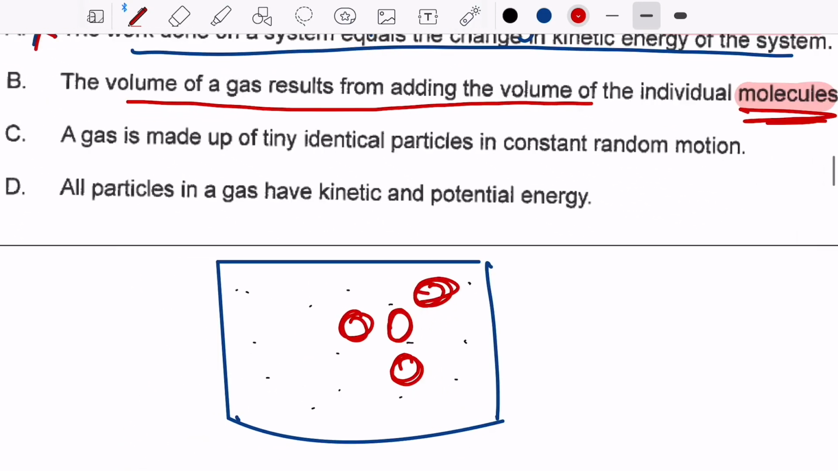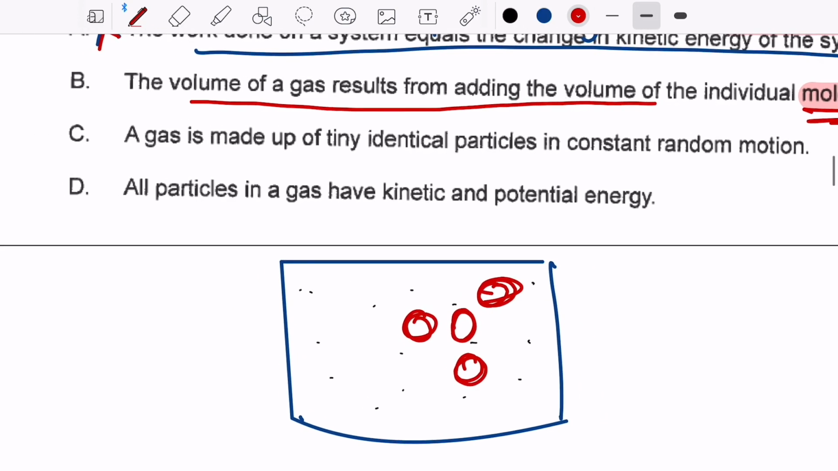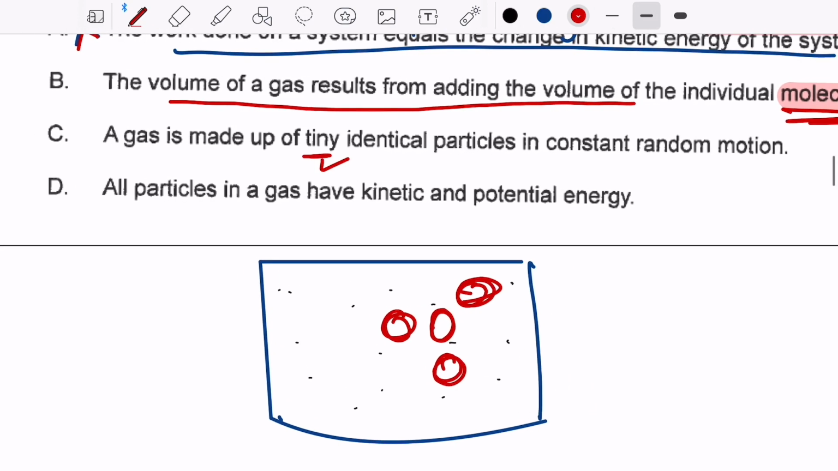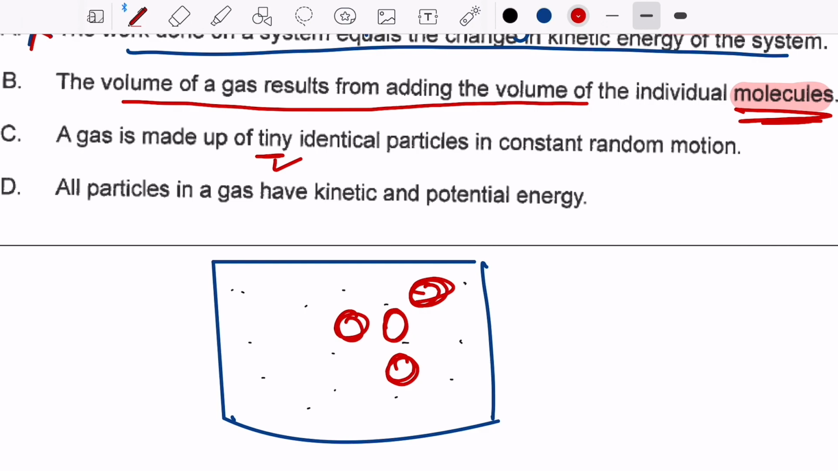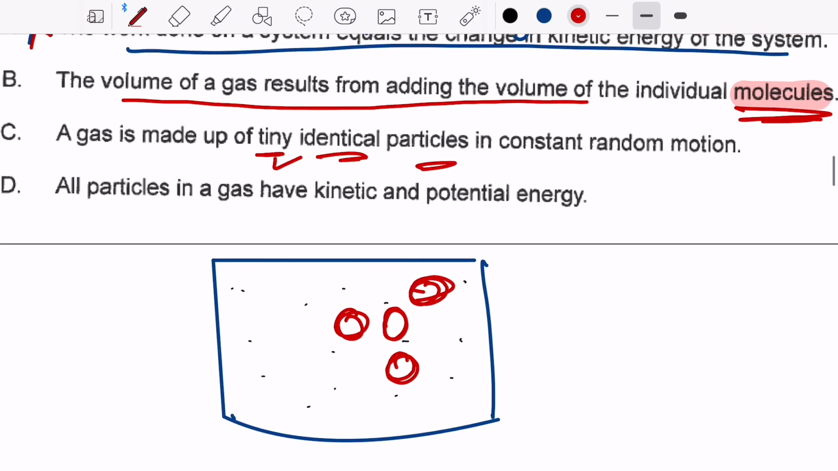Gas is made up of tiny identical particles. Are they tiny? Of course. That's why volume is considered to be the volume in between molecules. We don't even consider the volume of molecules in an ideal gas. Identical? Yeah. These gas molecules are the same size, identical, but in random motion.